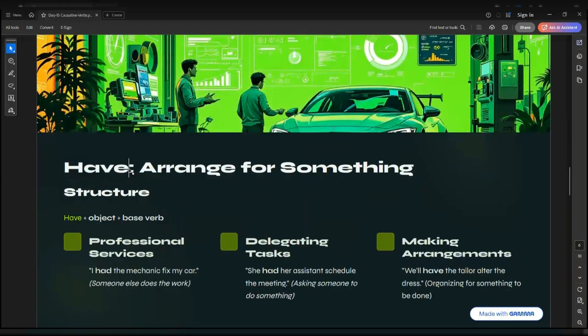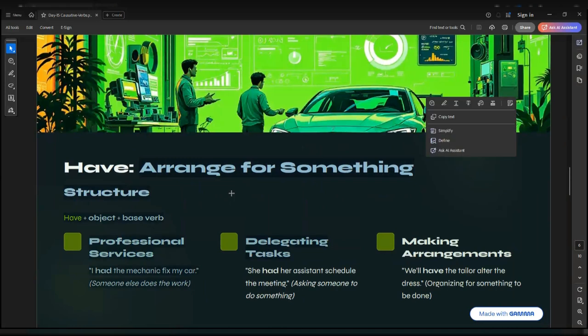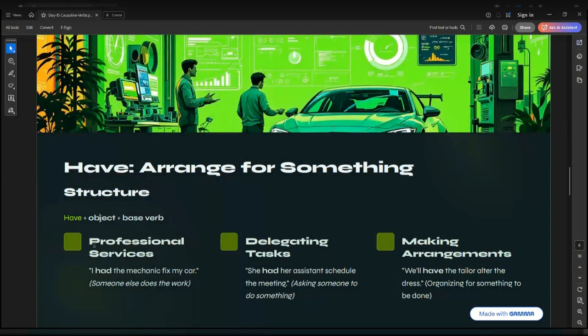Have is on the other end. Now the story changes a little. Have is used to arrange for something. The structure is have plus object plus base verb. For a professional service, delegating a task, or making an arrangement, we use have.